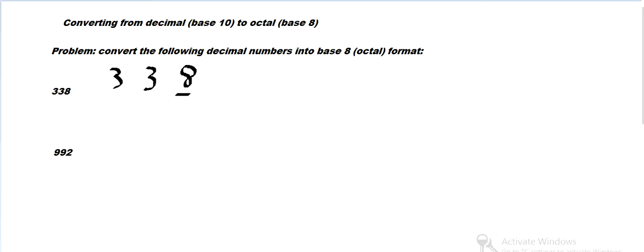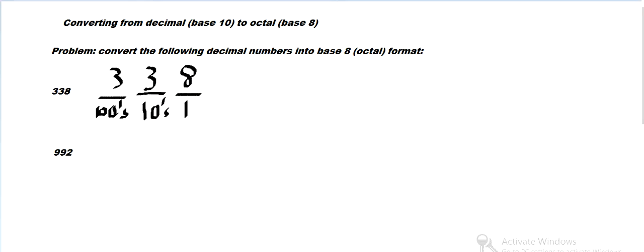That 8 is the units digit, so it represents just 8 times 1. Then this 3 is the tens digit, and this is the hundreds. That's base 10. Each time we go to the left, we multiply by 10, and that digit represents how many times we have that number. So here we have 3 hundreds, 3 tens, then 8 left over to get 338.